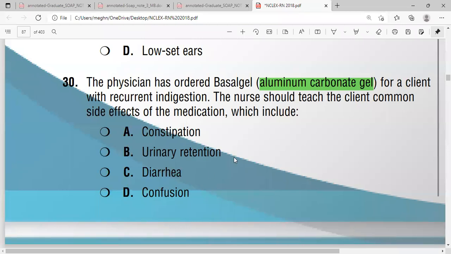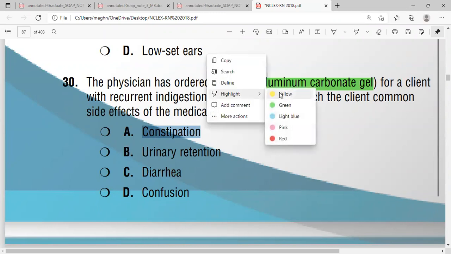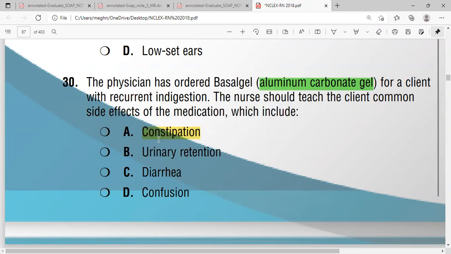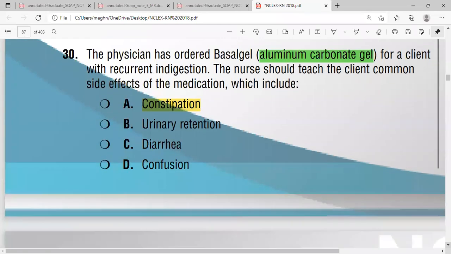So what are the common signs and symptoms if we prescribe or use aluminum carbonate gel? The correct answer is it can cause constipation. So antacids containing aluminum tend to cause constipation. So answer B, answer C, or D are not common side effects of aluminum carbonate gel. So answer A is correct.